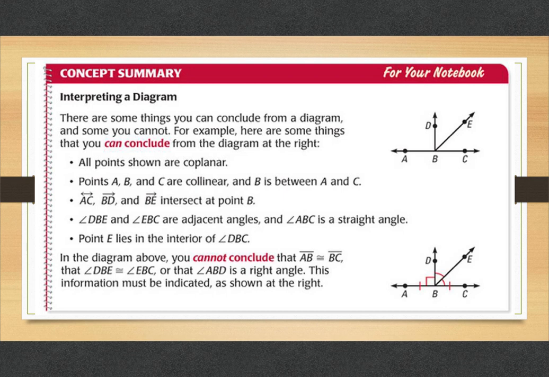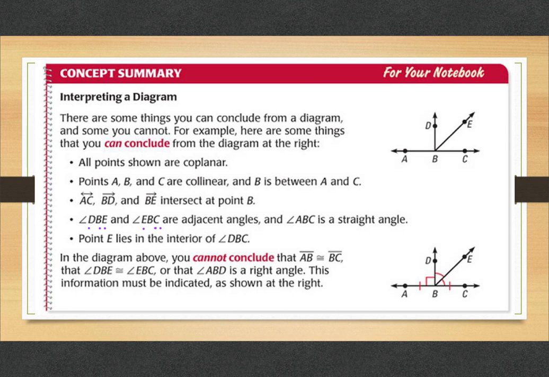All right, this one is just more about the visuals. On the top, it says, here are some things that you can conclude from the diagram at the right. The points are coplanar. A, B, and C are collinear because they lie on that line. Line ACB, ray BD, and ray BE all intersect at point B. And angle DBC and EBC are adjacent angles. Angle ABC is a straight angle, and point E lies in the interior of angle BCD.